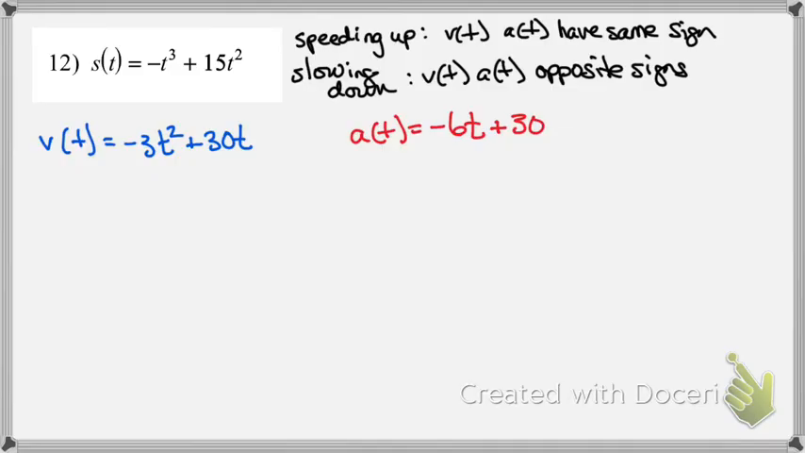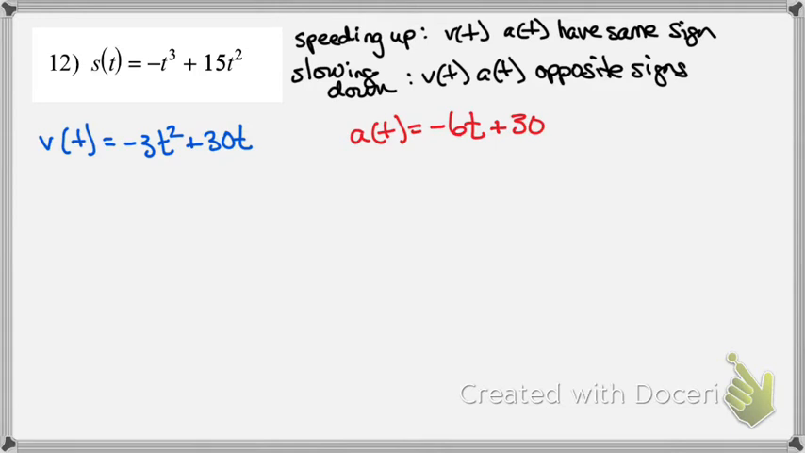Okay, so number 12. Speeding up is when velocity and acceleration have the same sign. Slowing down is when they have opposite signs. So you need to do a sign chart for both velocity and acceleration. Now, when you do a sign chart with a negative out front, make sure you don't divide by that negative because you'll lose it and it'll make all your signs the exact opposite of what you were hoping.